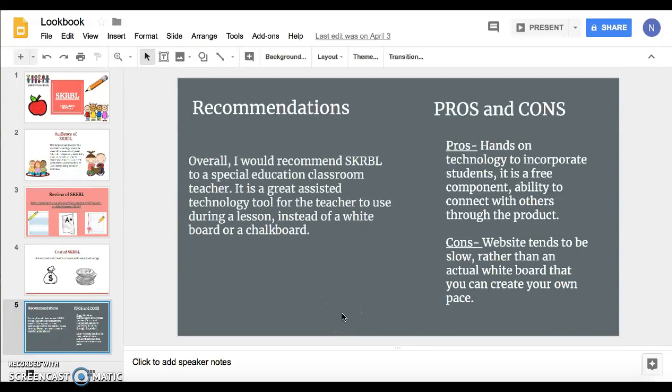tool. So for my recommendation, I said overall I would recommend SKRBL to a special education classroom teacher. It is a great assisted technology tool for the teacher to use during a lesson instead of your average whiteboard or chalkboard. So, like I said, just to get students involved who have the need for a visual representation or just to get them to participate.